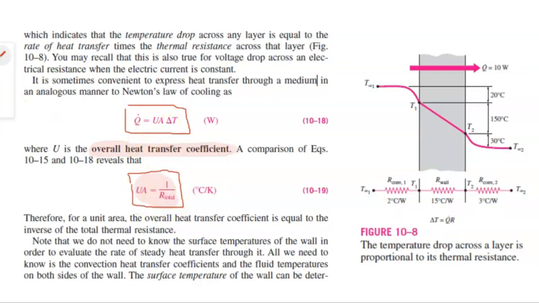Once we have this, we can rephrase the question. We can write down Q equals delta T over R total. But remember, U is the overall heat transfer coefficient. The temperature drop across a layer is proportional to its thermal resistance. The higher the thermal resistance, the higher the temperature drop. The lower the thermal resistance, the lower the temperature drop.